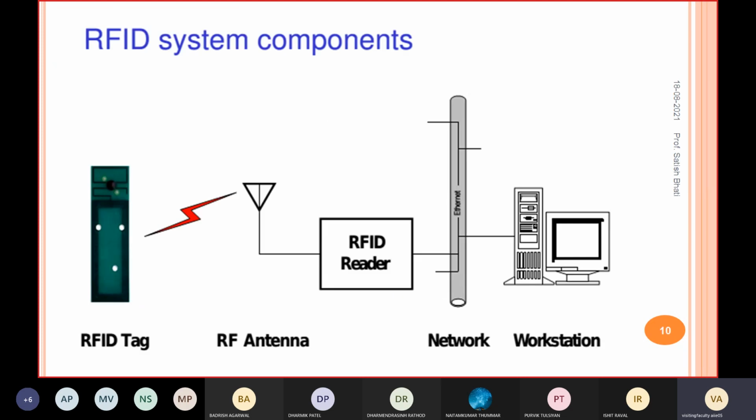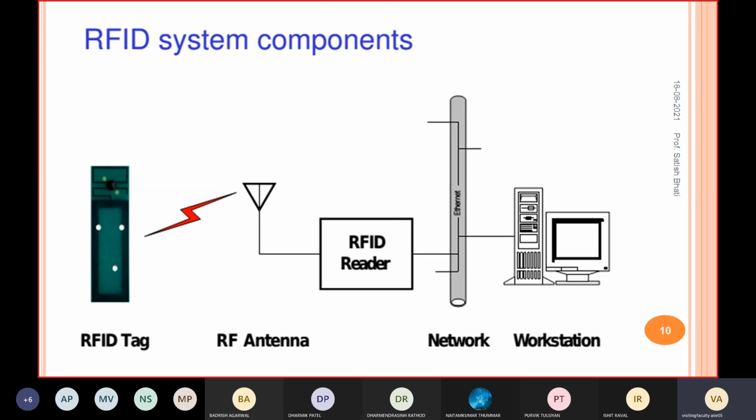Again, here also you will see kind of the same figure, right? You have the RFID tag, and from that, through the RF antenna, data is sent to the RFID reader. From the reader, if your application needs to use the internet, then using that internet you can also send the data to some computer, the workstation, so you need a network.